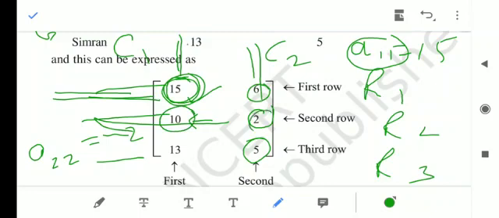And you look at 2, it is lying in second row and second column, it is A22. What is 13? 13 lies in third row and first column, so it is A31. So 13 is A31. What is 5? 5 lies in third row and second column, so it is A32.